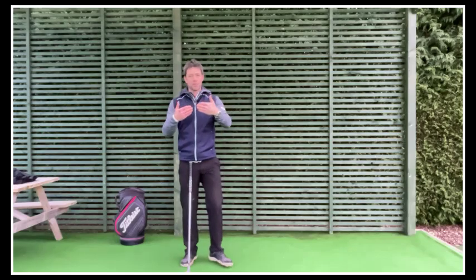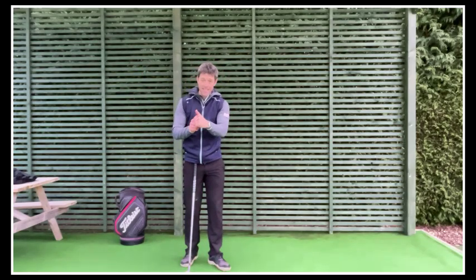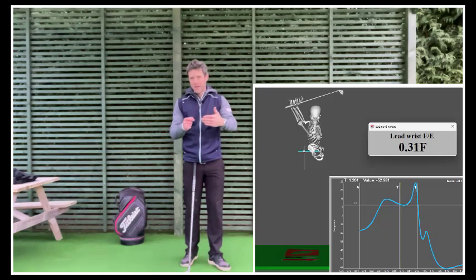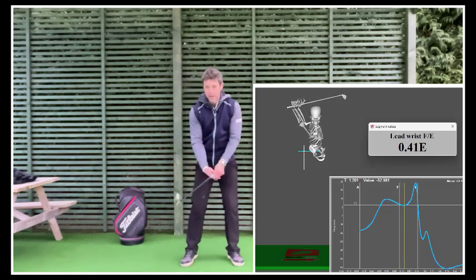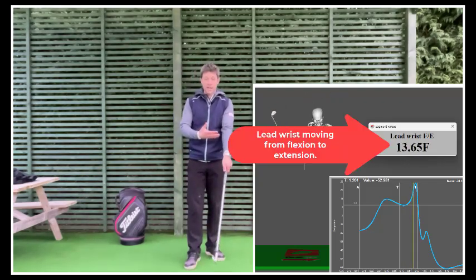Again, this can be as little as 1 degree to 30 degrees. It very much depends on the player. The lead wrist is extending, but it's not moving into an extended position. So at no point is that wrist absolutely flat. Again, flat to what? One could argue then the lead forearm.